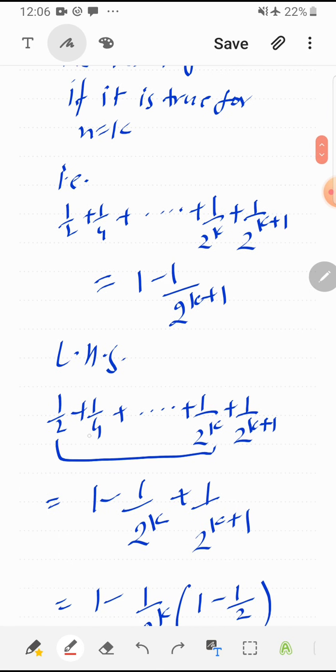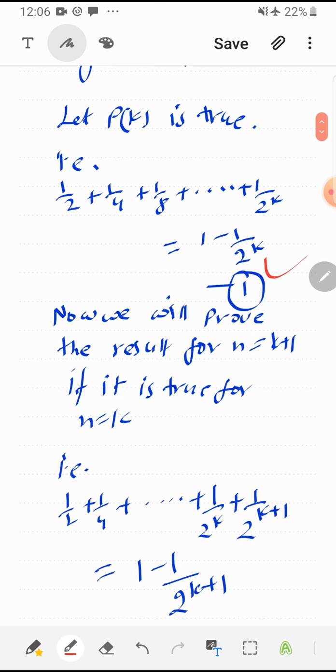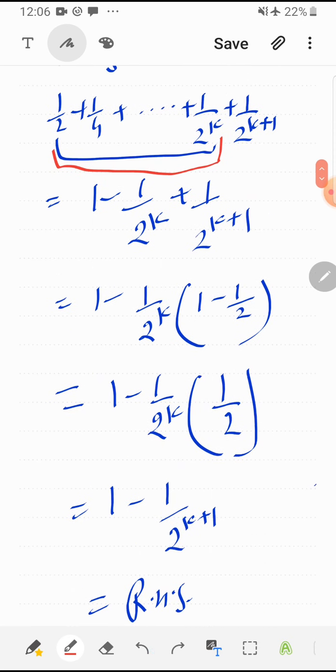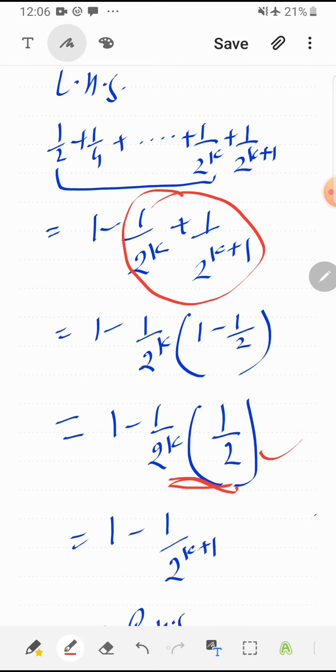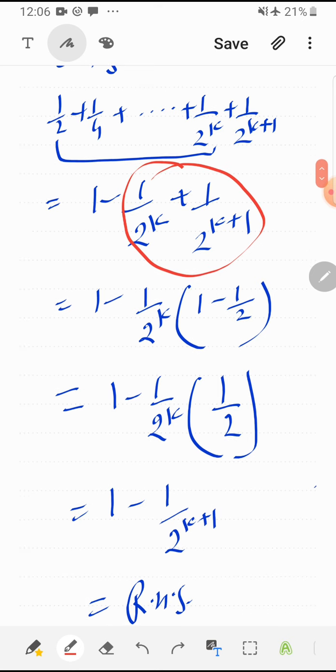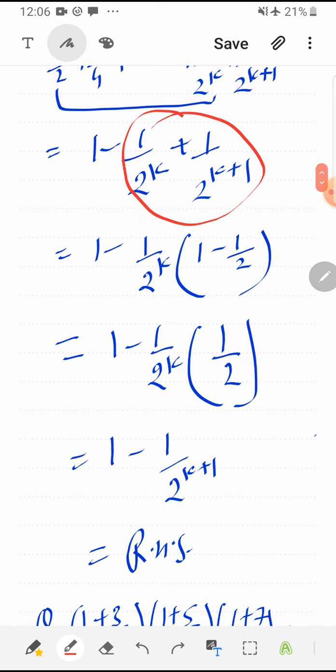So as usual we will put the value for up to the kth term from equation number 1, which we have assumed. So writing the value. Now the next steps are algebraic steps. I am taking 1 by 2 raised to power k common from the bracket, from these two terms, and in the bracket it becomes 1 minus 1 by 2 which is half. Now the bases are same, so the powers will be added, so hence the result is true for all natural numbers.